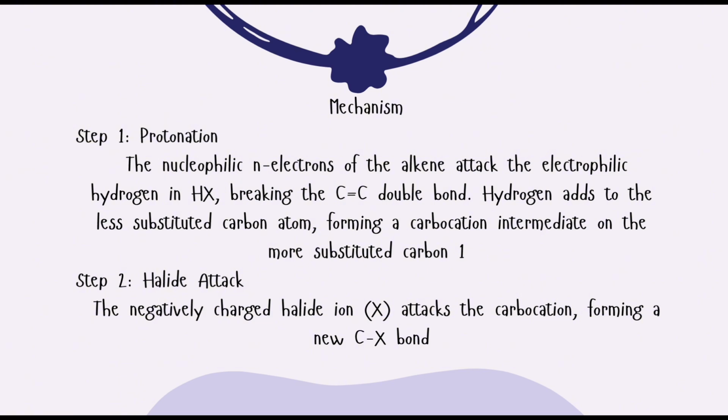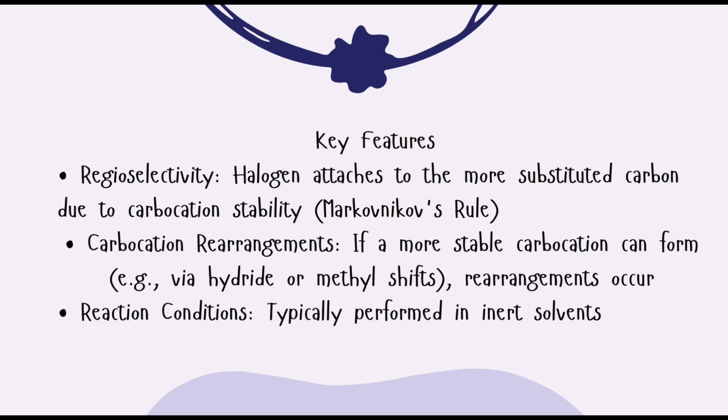Step 1 is protonation. The nucleophilic pi electrons of the alkene attack the electrophilic hydrogen in HX, breaking the double bond. Hydrogen adds to the less substituted carbon atom, forming a carbocation intermediate on the more substituted carbon. Step 2 is halide attack. The negatively charged halide ion attacks the carbocation, forming a new carbon-X bond.